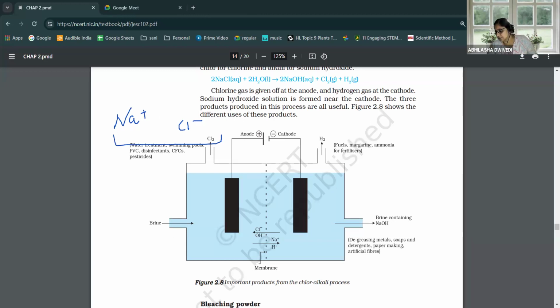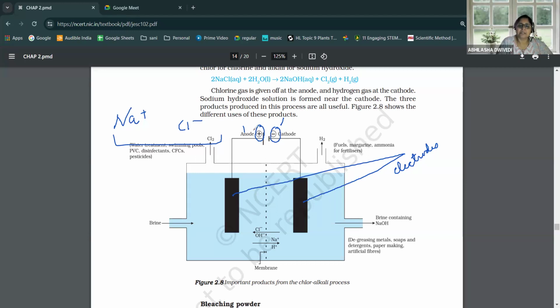Now, this whole thing, what you see here, is the electrolytic cell. That means the whole process of electrolysis is taking place inside. The black rectangular things you're looking at are called electrodes. There are two types of electrodes. One is anode and the other is cathode. Anode is, as you can see, always positively charged, and cathode is negatively charged.